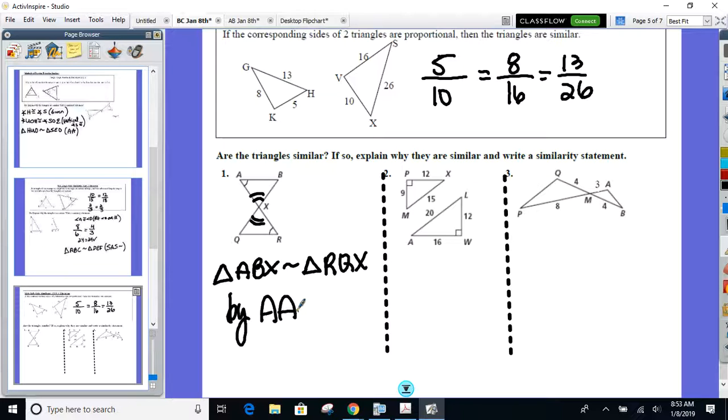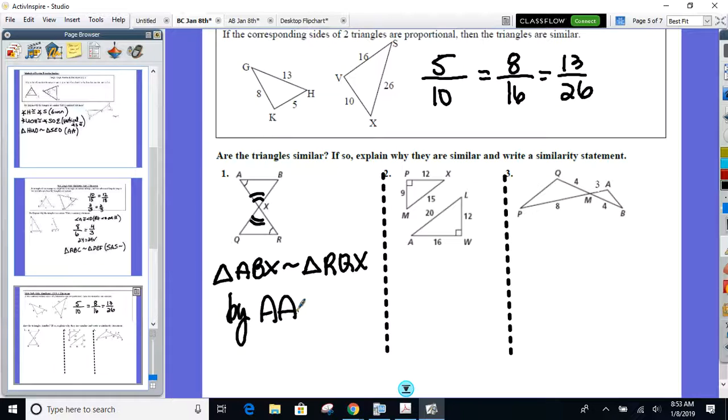All good there. How about the next two triangles? Ooh, we got some options, right? We got some options because I gave you all three sides and I also gave you a right angle. So we have some options here. Do we want to test out side, side, side, or do we want to test out side, angle, side? Do it whatever you want. I'll go side, side, side.